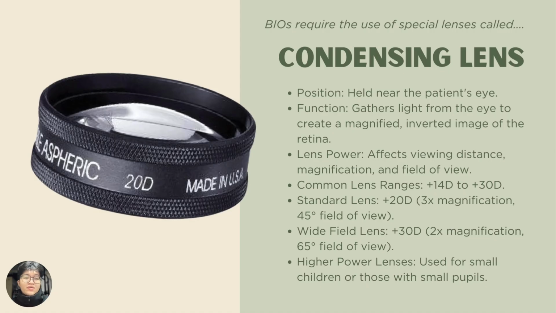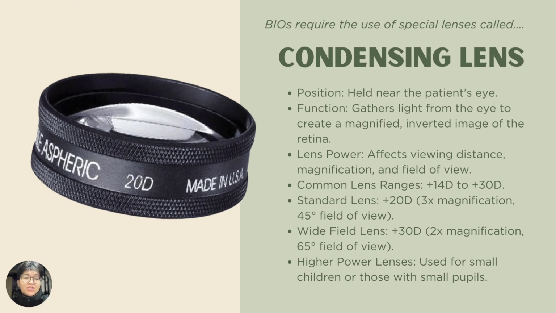Now, BIOs require the use of special lenses called condensing lenses. The condensing lens is held near the patient's eye to gather light from the retina, creating a clear, magnified, and inverted image. The lens power affects the viewing distance, magnification, and field of view, with higher power lenses offering more magnification and a wider field of view.